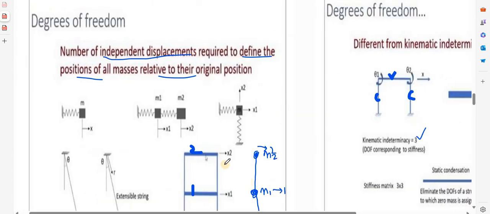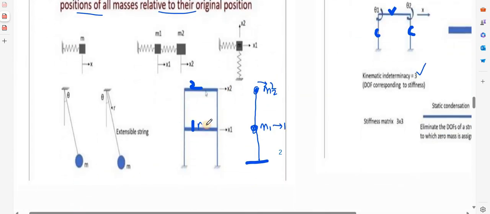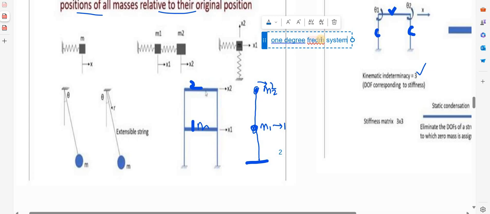But when it comes to this structure, there are two masses. One mass is here, another mass is here. So I need 2 degrees of freedom to define the system. So this is a 2 degree of freedom system. One is a 1 degree of freedom system, second is a 2 degree of freedom system. Like that, there will be different numbers of degrees of freedom.